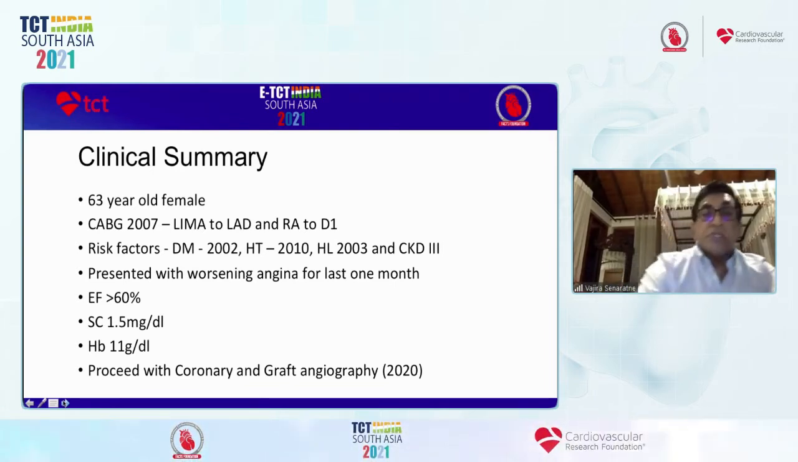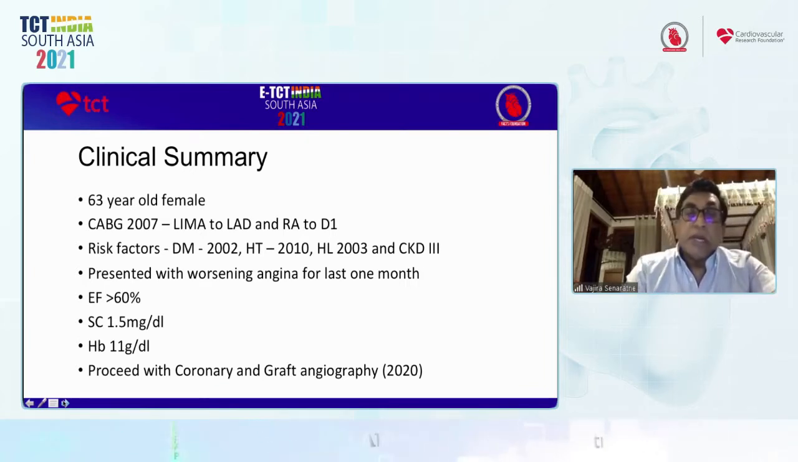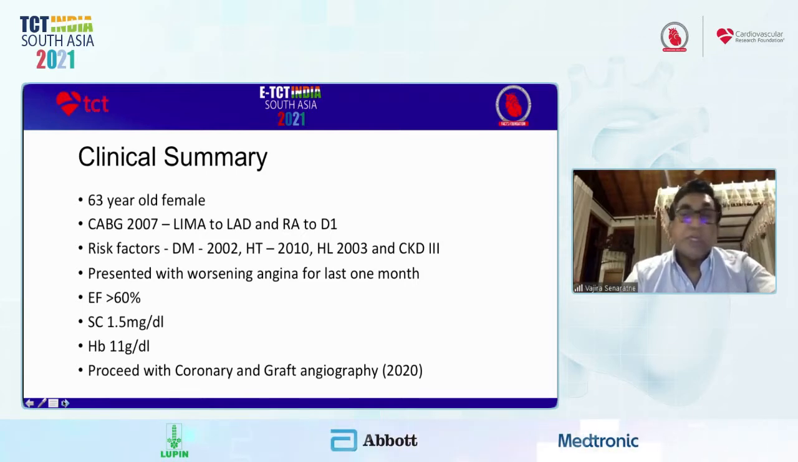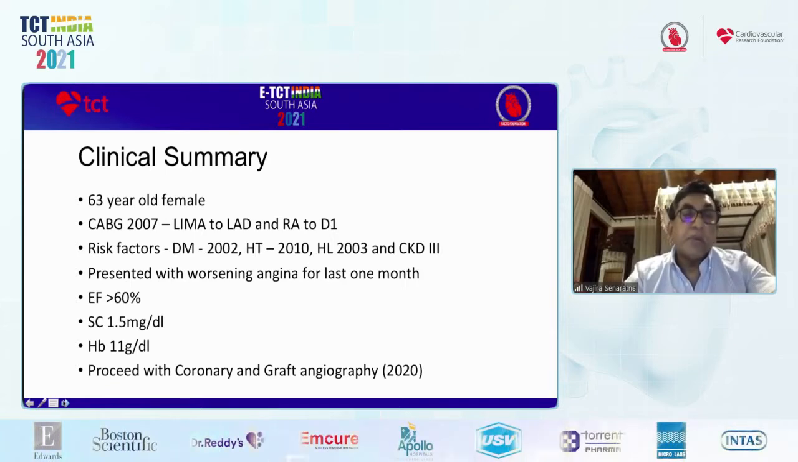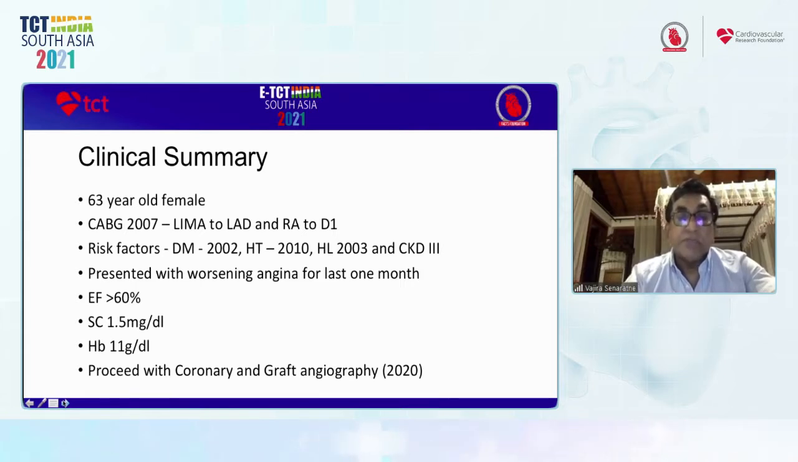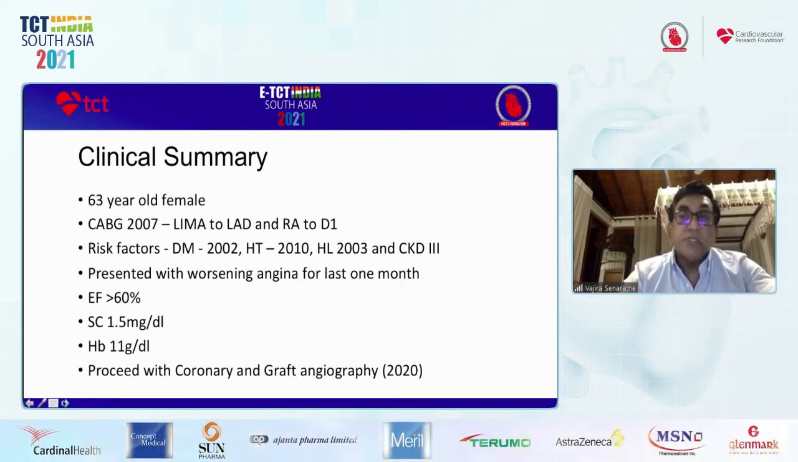She presented to us with worsening angina for the last 1 month. Clinical examination was unremarkable. Echo showed normal ejection fraction, about 60%. She had high serum creatinine, about 1.5 milligram per deciliter. Hemoglobin was reasonable, about 11 grams per deciliter. With these symptoms of angina, we proceeded with coronary and graft angio.